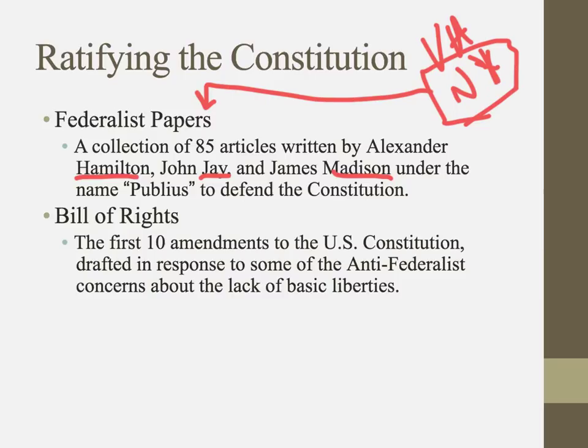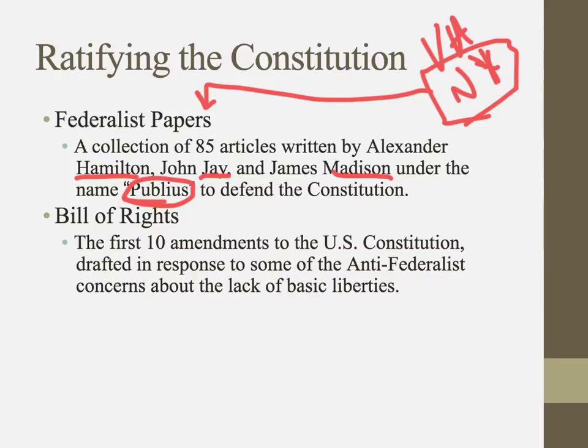And they use this name. I've actually seen this on the AP exam in the past. The name Publius is sort of the pen name they use when they write these. And it's a collection of 85 articles that explain why this Constitution is a good thing. They're still used by constitutional scholars. They're read by the Supreme Court. They're read by a lot of people who are trying to figure out exactly what they were trying to do in the Constitutional Convention.